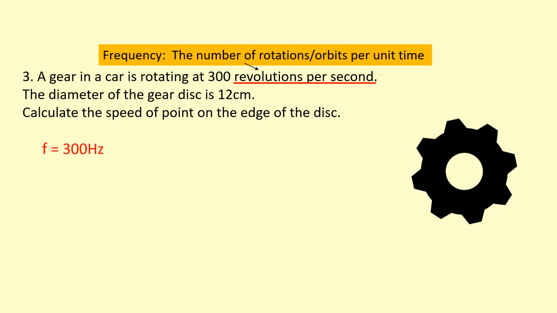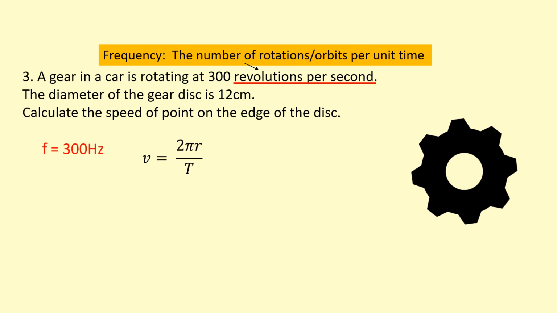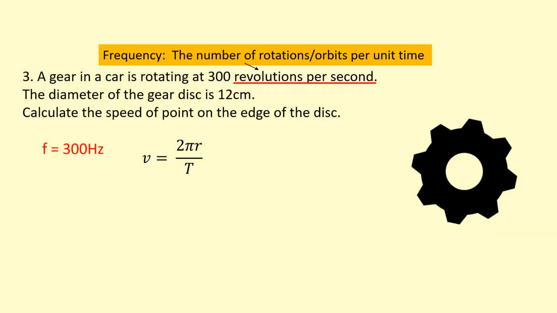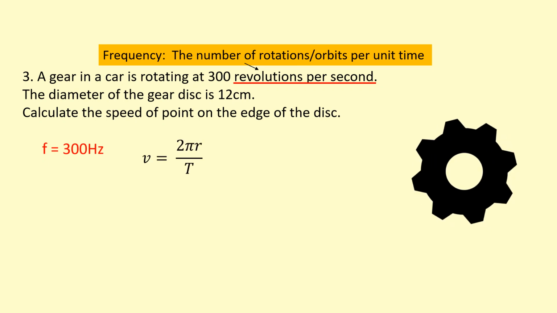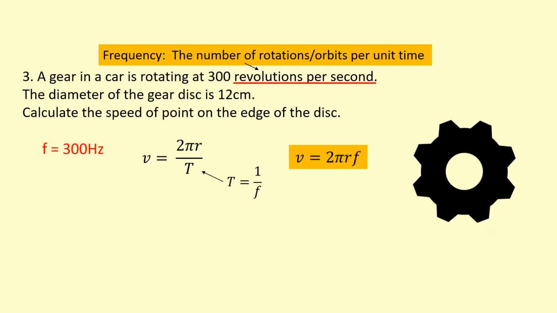Okay, so the diameter of the disk is given, and we'll calculate the speed on the edge of the disk. So we just saw the equation for speed, which is the circumference divided by time period. Now we also know the time period is 1 over frequency. So if we put that in, we get this equation here.